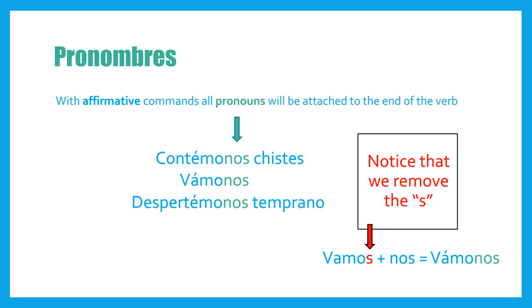Notice that we did something different, though, than we've done with our formal and informal commands. We remove the S, okay? So like vamos, we take off that S and then add nos. So we end up with vámonos. We did that with contemos. We took the S off contemos and then added the nos. Despertemos, and we took off the S and added nos, okay? And so we do that mostly just for the sound of it, so that the word rolls off of our tongue a little bit easier. But you do need to remember to take that S off.